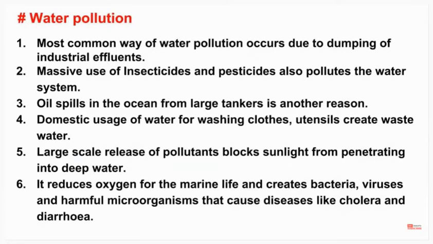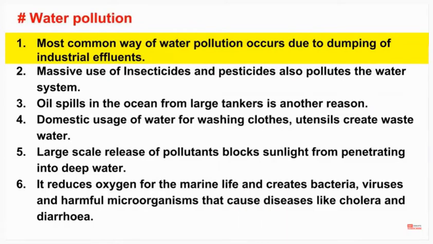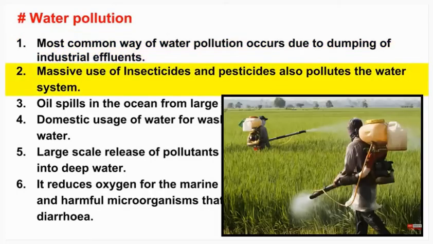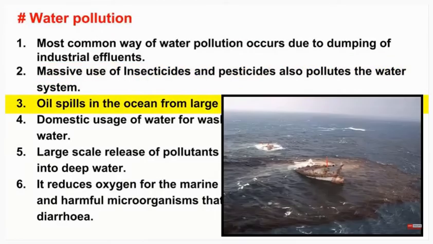The second one is water pollution. Every living being on Earth depends on water for its survival. Thus, water pollution is another major type of pollution. Industrial effluent dumped into the rivers and sea is the most common way in which water is getting polluted. After that, the massive use of insecticides and pesticides by the agricultural community is polluting the ground as well as the water system. Then oil spills in the oceans by the heavy tankers have caused significant damage to the water bodies.